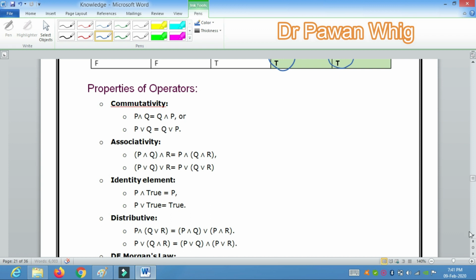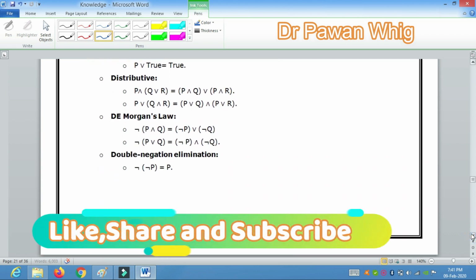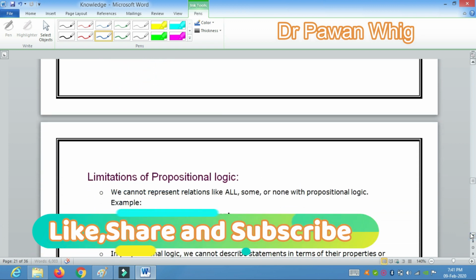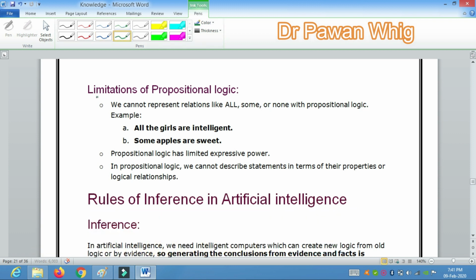I am not bothering about this because these are very easy, and I think you have an understanding of this. So I am talking about the limitation of propositional logic, which is very important, and you need not be worried. I'll share this document in the description box. Now, what are the limitations of propositional logic?